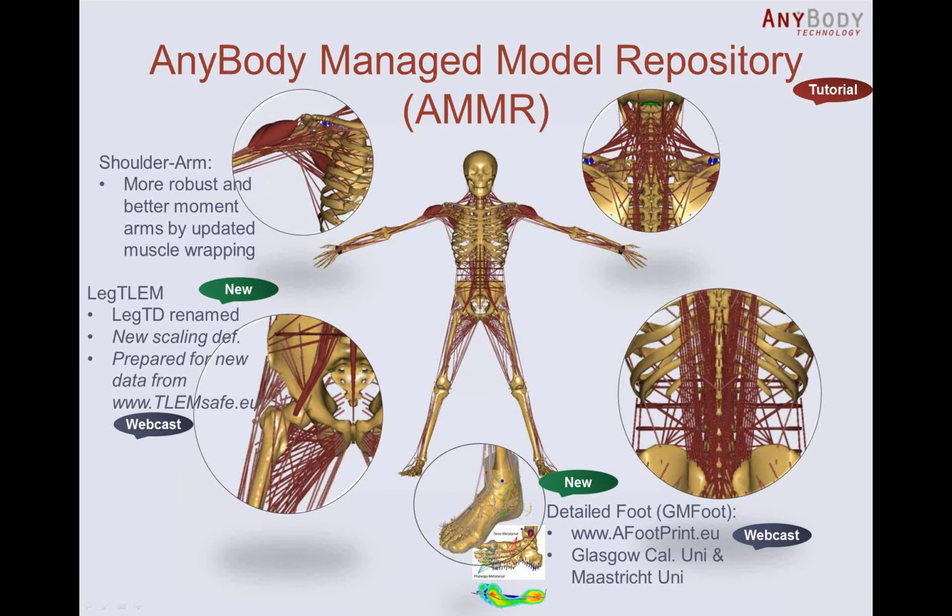I will now turn to the news in the AnyBody Managed Model Repository version 1.6. First, a few remarks on the body parts. The arm model has been updated using the new muscle wrapping features. This has improved robustness of the arm model. And some of the muscles have improved wrapping geometries, providing better moment arms.